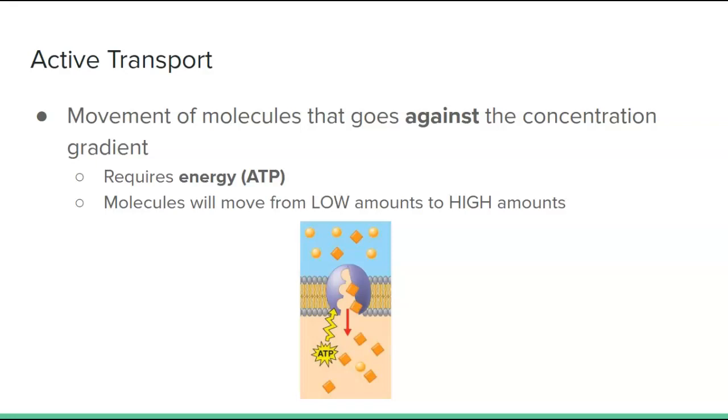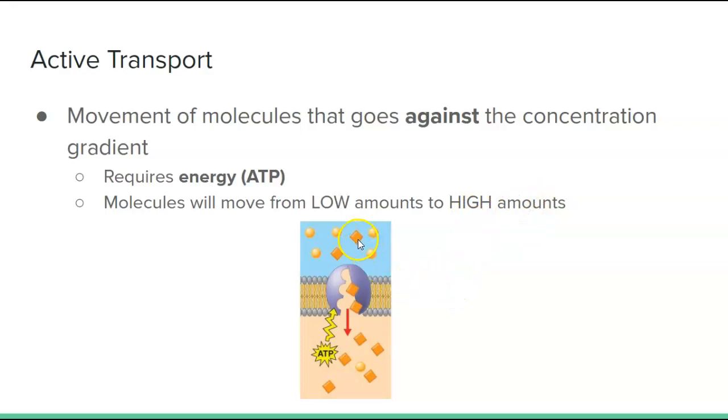And to do this, you need energy, or ATP, right? Energy that's created in the mitochondria is used to allow this transport that goes against the gradient to happen. So in this case, you're doing the opposite. You're going from a low amount of something to a high amount of something.